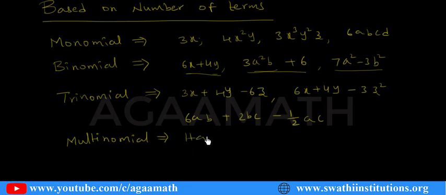Remember, a polynomial having more than 3 terms is said to be multinomial, but mainly we focus on monomial, binomial and trinomial most probably. So remember that these are the different types of polynomials based on number of terms.